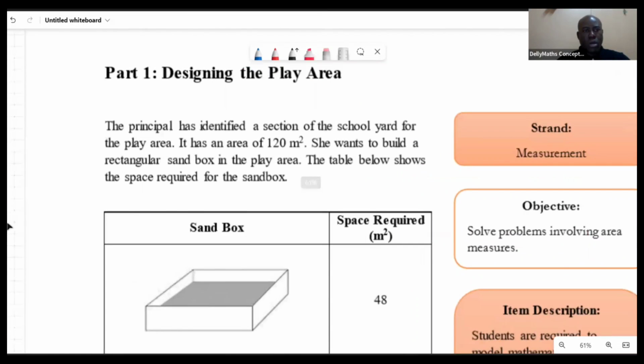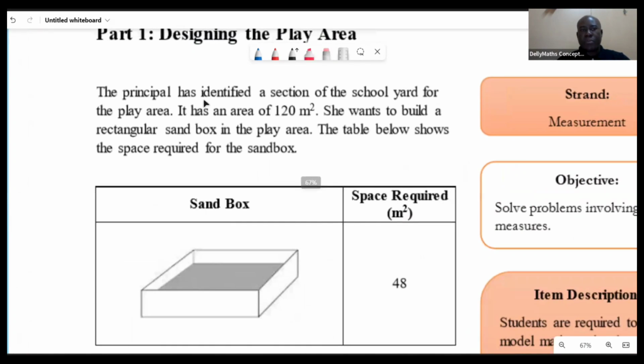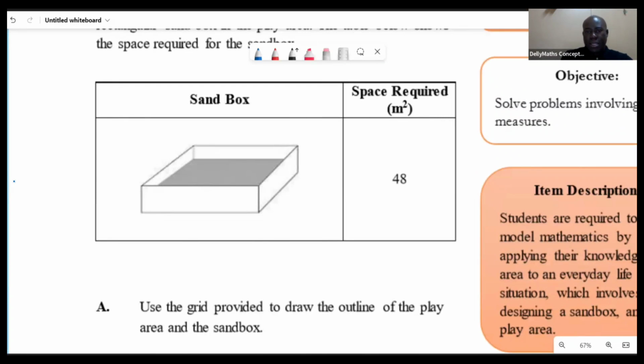So question one, part one says designing the play area. Let's read that. The principal has identified a section of the schoolyard for the play area. It has an area of 120 square meters. She wants to build a rectangular sandbox in the play area. The table below shows the space required for the sandbox. We're seeing that the space that is required is 48 square meters. And here is a quick visual of what our sandbox will be like.